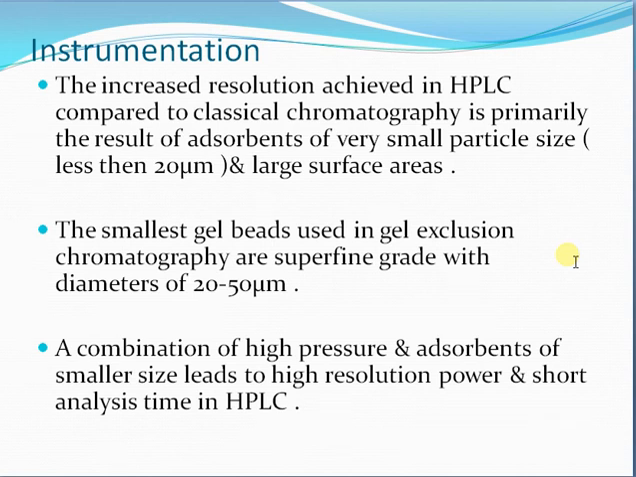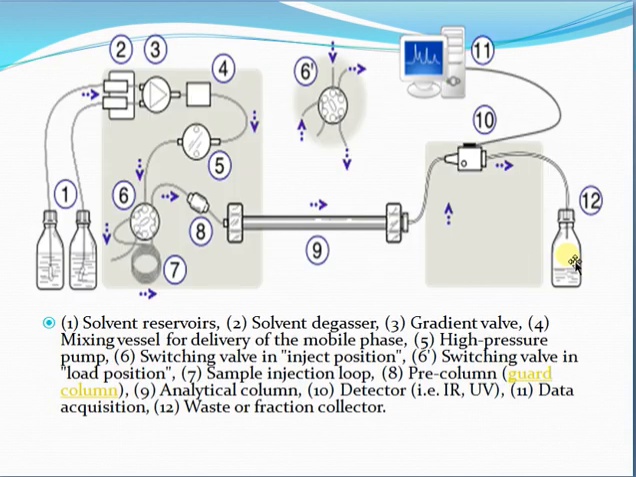So what is the instrumentation? The increased resolution achieved in HPLC compared to classical chromatography is primarily the result of the use of very small particle size, less than 20 micrometers, with large surface area. The smallest gel beds used in gel exclusion chromatography are of superfine grade, with diameter 20 to 50 micrometers. The combination of high pressure and adsorbents of smaller size leads to high resolution power and short analysis time in HPLC. This is the diagram showing the pumping, and this is the recording.